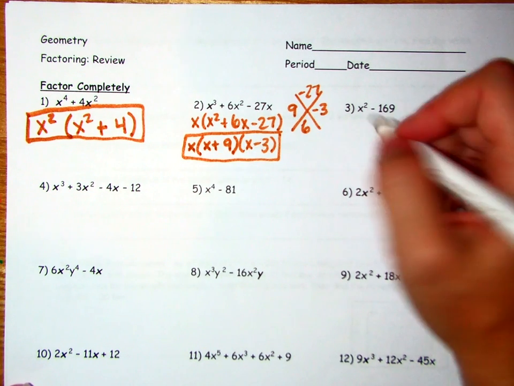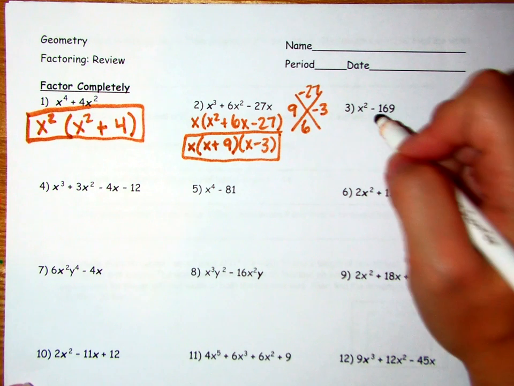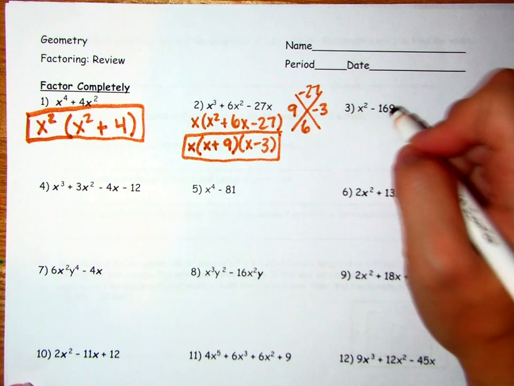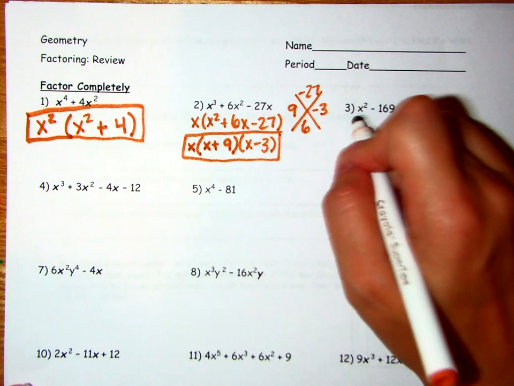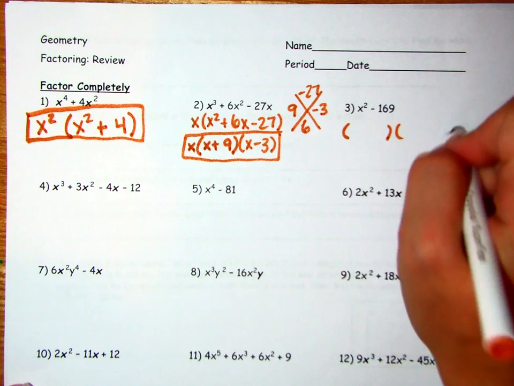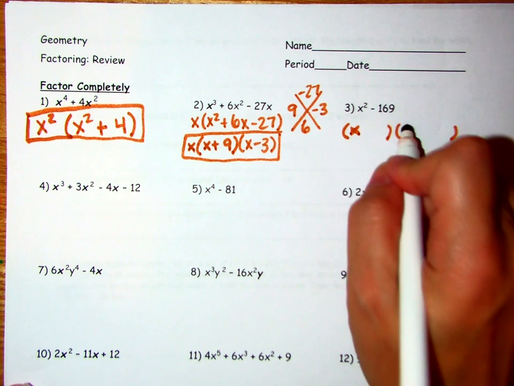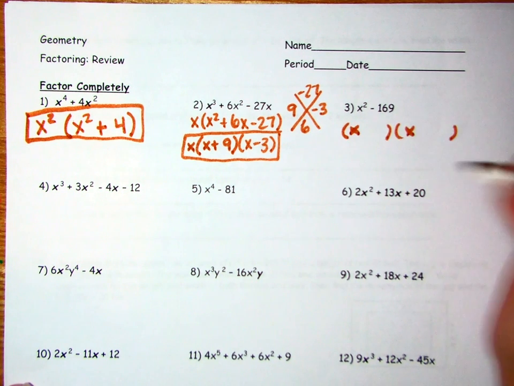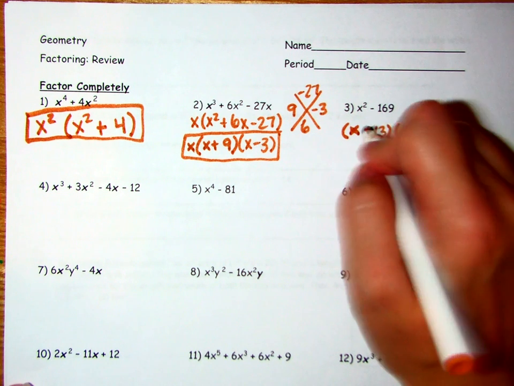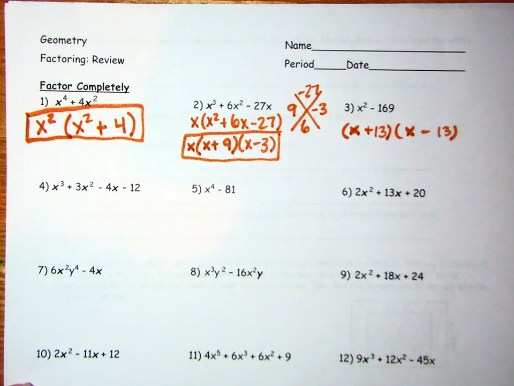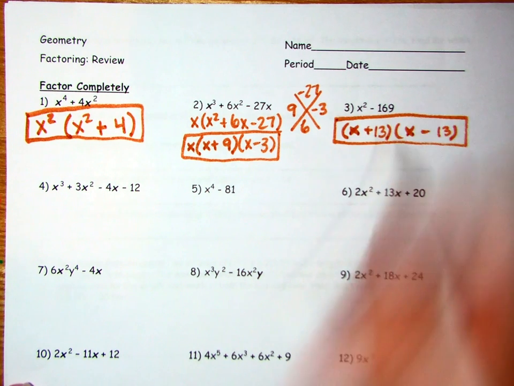Now, if you look at this next one, we don't have a GCF here, but we've got 2 terms, and I see a subtraction sign. So we should say, are these both perfect squares? Which they are. So this is a difference of 2 squares. So we open up 2 parentheses. What times itself is x squared? That would be an x. What times itself is 169? That would be 13. And then 1 would be plus, 1 would be minus. So that would make the middle term disappear. So that's your final answer.